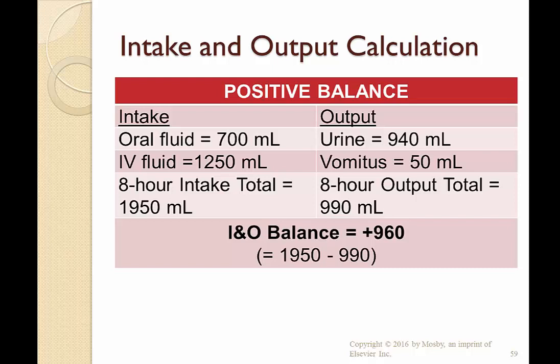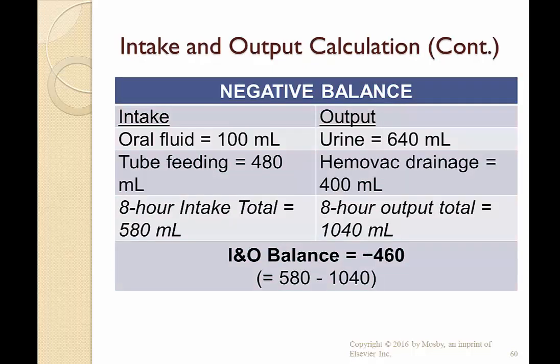Generally, the body will balance itself out. Then you'll see an output that's greater than the input, but we want to watch this. This is an example of a negative balance where the patient is actually voiding more than they have taken in.